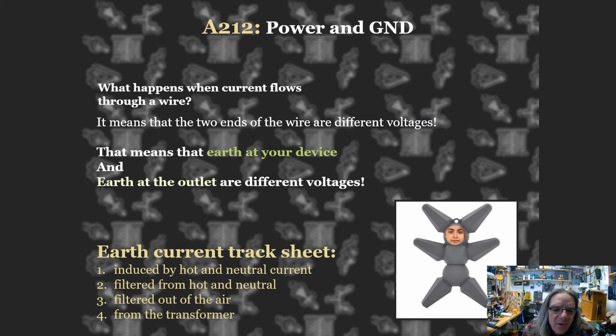So we know that now we have two ends of the wire that are at different voltages. So if you connect earth at the outlet, and you have an earth wire going from there to your device, if you measure voltage between earth at your outlet and earth at your device, there's going to be a voltage difference between those two.